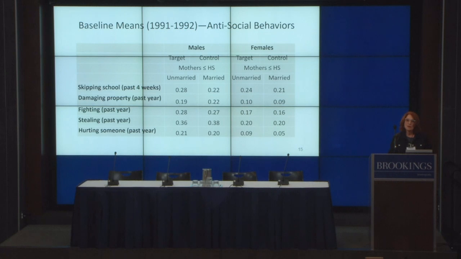We also looked at a range of antisocial behaviors: skipping school, damaging property, fighting, stealing, and hurting somebody in the past year. Here you see that although there isn't a huge difference between the target and control groups, again, the boys, except for skipping school, which seems to happen to both genders, are more likely to engage in these antisocial behaviors than the girls are.